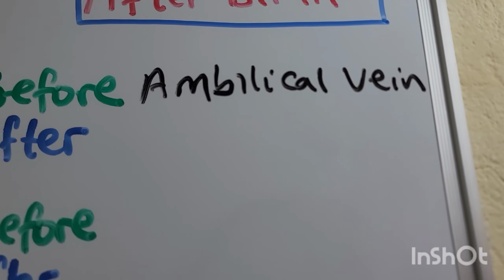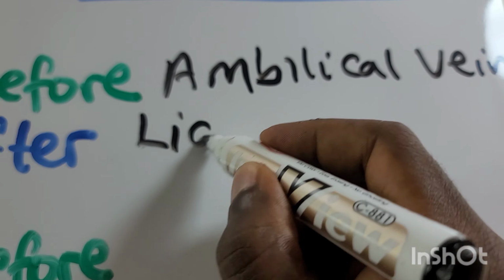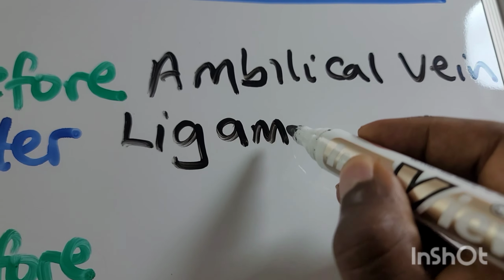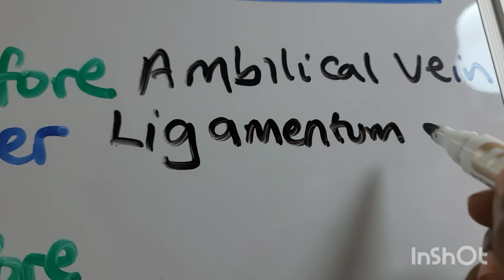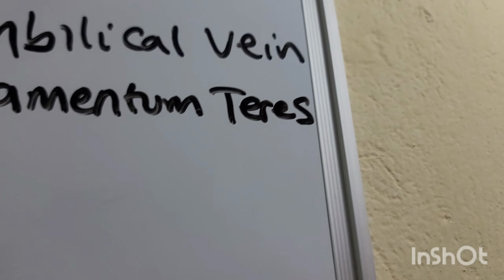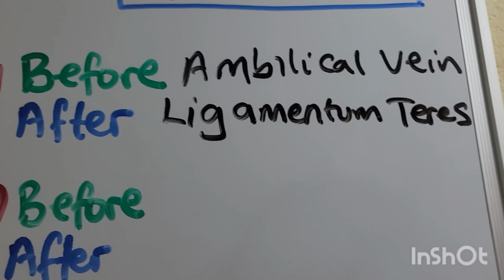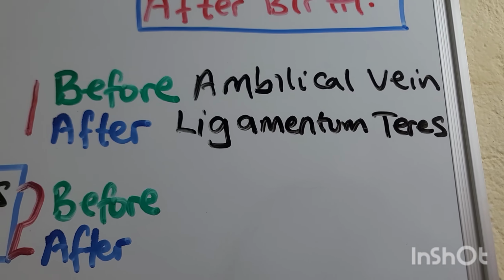What is it going to be turning into? It is going to be generally turning into what we call ligamentum teres. Okay, it's going to be turning into what we call ligamentum teres. That is the first event that happens after birth.